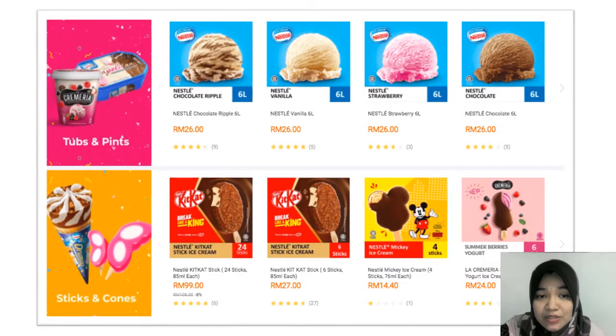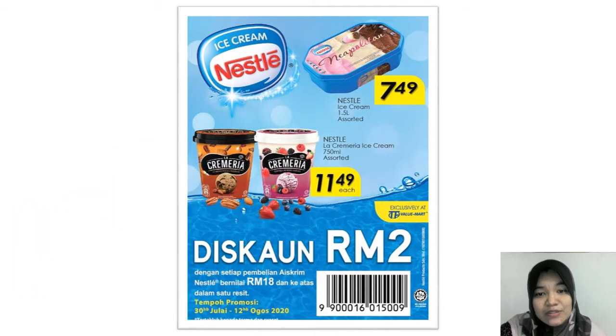Okay, this one is also an example of a price tag. This one is the promotion for the ice cream. So how do you say this price? Okay, never mind. This one is also an example of the price tag for an ice cream. So it's stated here 7.49, 11.49, and it also comes with a discount of RM2 ringgit.